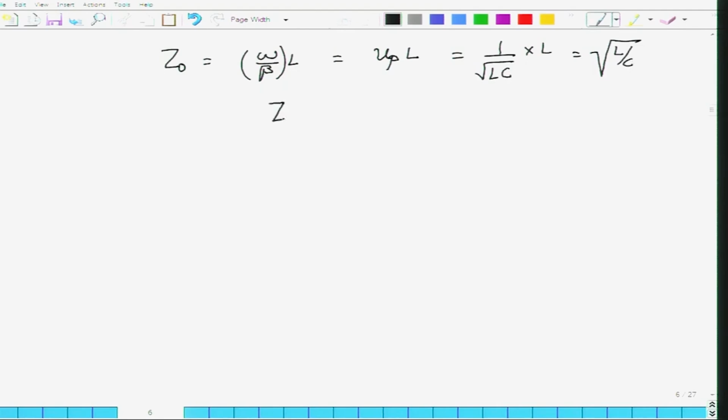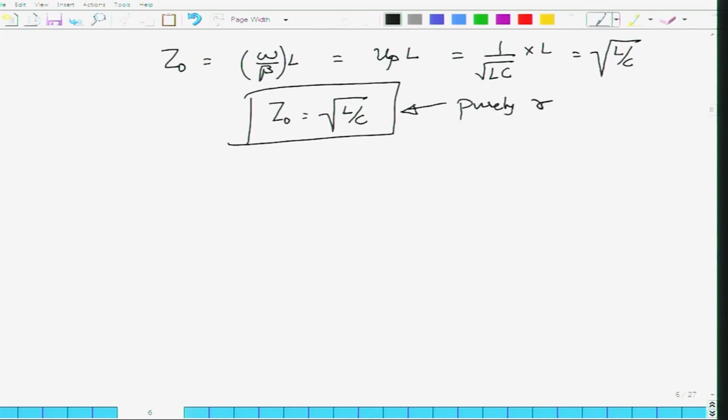So, the characteristic impedance of this transmission line is purely real, assuming that both L and C are real and positive. In some cases it may not be so, but in our case we assume L and C to be real and positive quantities, and therefore Z naught will be a purely real quantity. Okay. This purely real quantity is also very interesting. It is completely independent of the frequency. Okay. It is completely independent of the frequency.